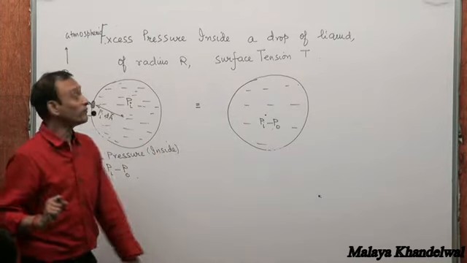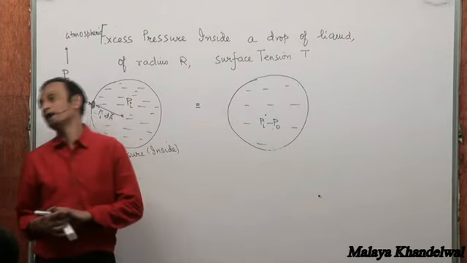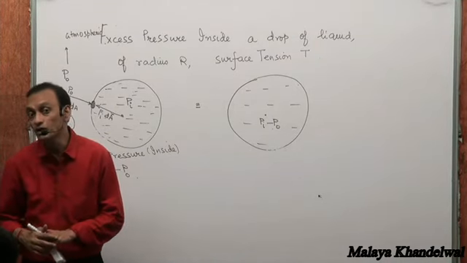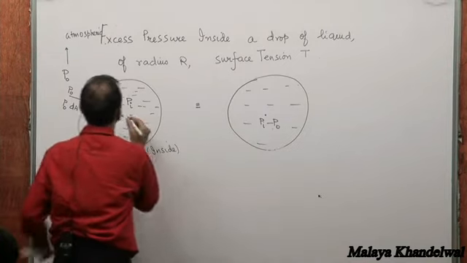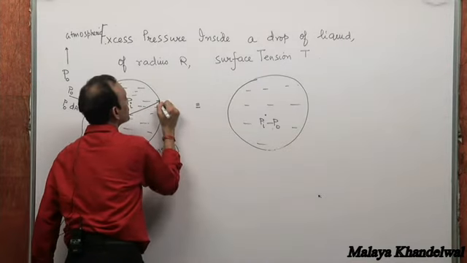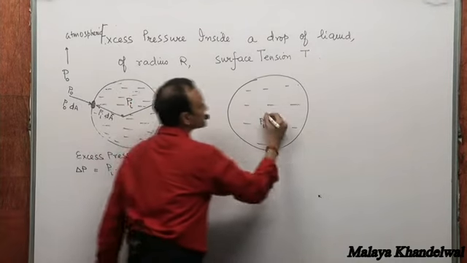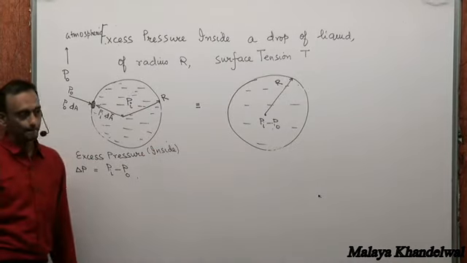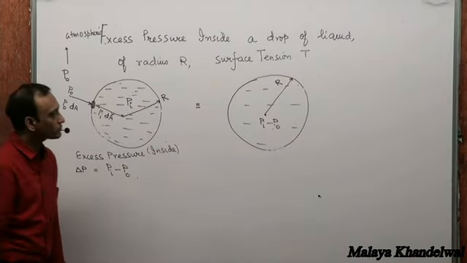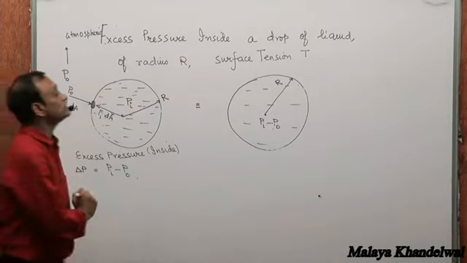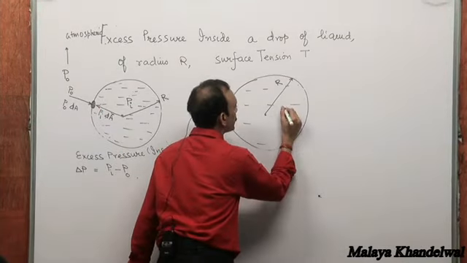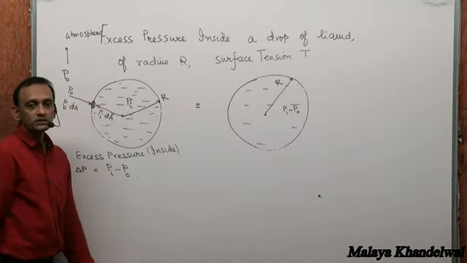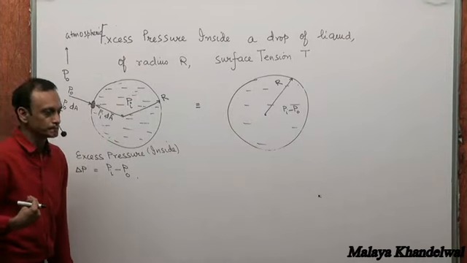Now, I want to compute Pi minus P naught. My intention is to compute Pi minus P naught given T and the radius R of this spherical droplet. What I do is, so this is like Pi minus P naught inside. What I do is, I look at a free body diagram of this sphere.